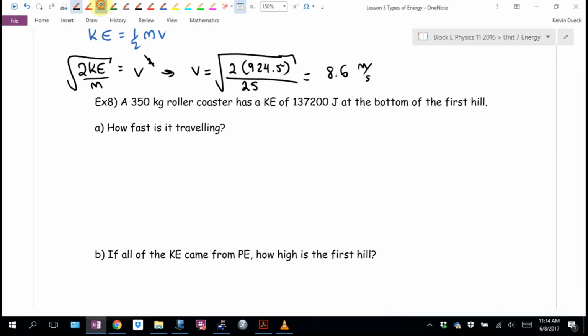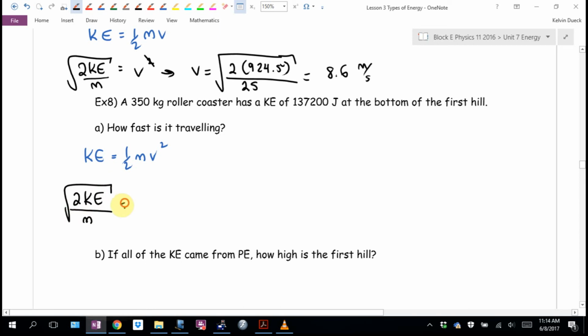So, really quickly, just for practice, let's rederive the equation. It's a half mv squared. The KE just drops down like a domino. I like to times by 2, Patrick, divide by m, and then square root to get the v by itself.